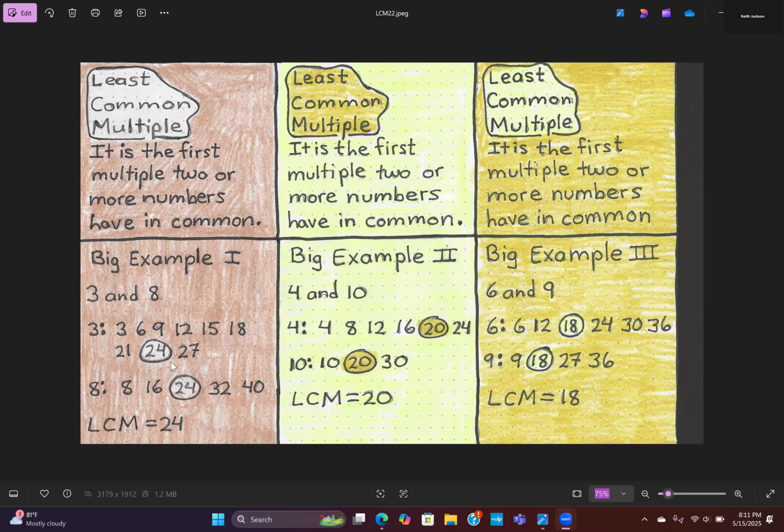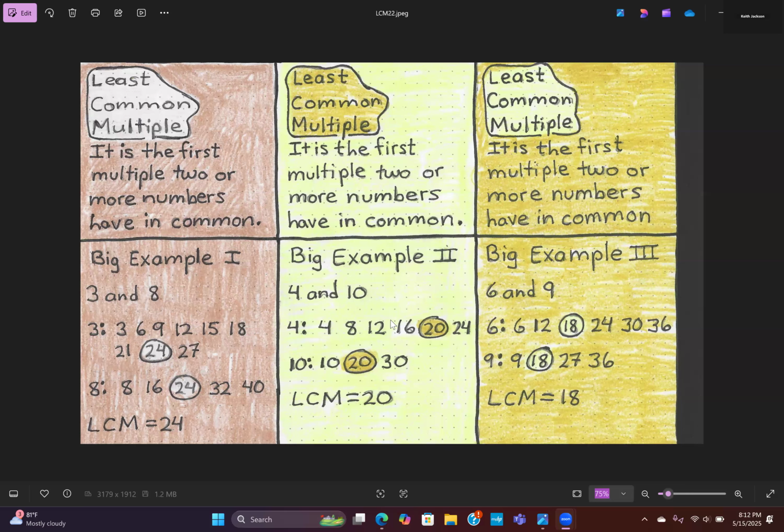And as you notice, 24 is the first common multiple, or the least common multiple, that 3 and 8 have in common, because they don't match up until the number 24 comes across right there. And so the least common multiple of 3 and 8 is 24.